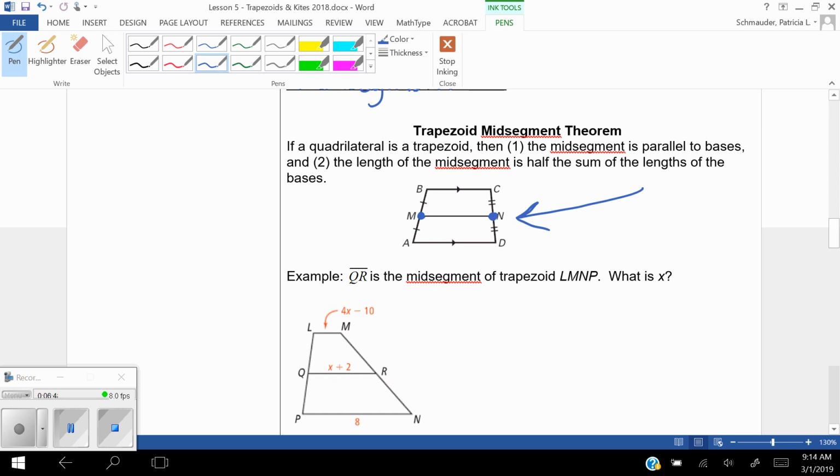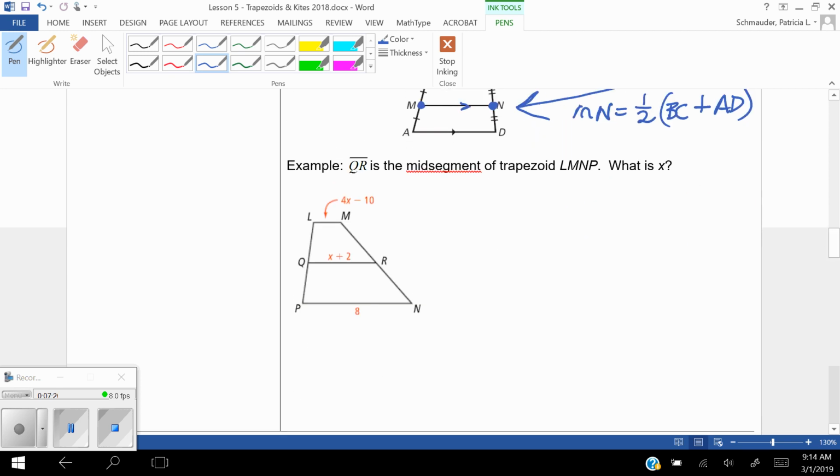It says if a quadrilateral is a trapezoid, then 1, the midsegment is parallel to the bases. So let me just draw that in there. And number 2, the length of the midsegment is half the sum of the lengths of the bases. So in equation form, that says the length of the midsegment, MN, is 1/2 the sum of the lengths of the bases. So BC plus AD. Okay, so let's do an example.